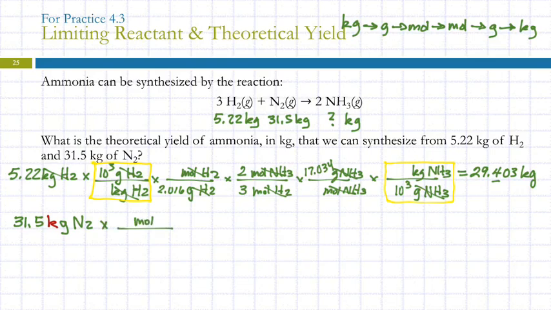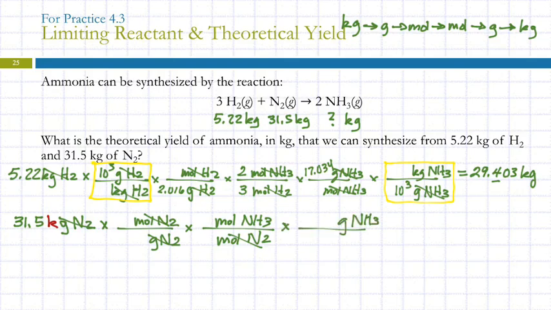So I'm going to go to moles of N2, dividing by grams of N2, and that cancels the grams of N2, but not the kilo. And then I want to go to moles of NH3, and I'm going to divide by moles of N2. And then I'm going to go to grams of NH3, dividing by moles of NH3.